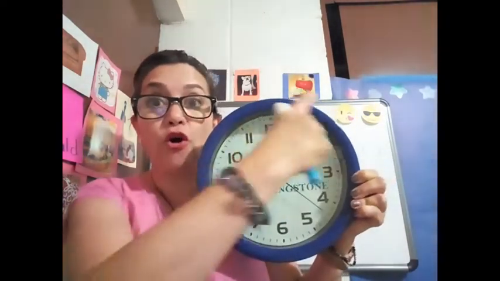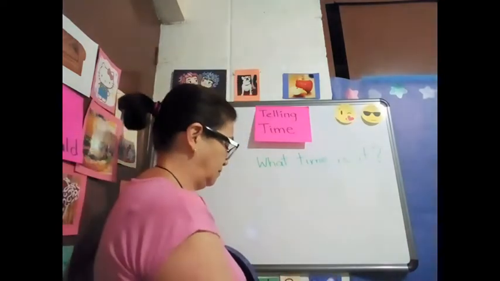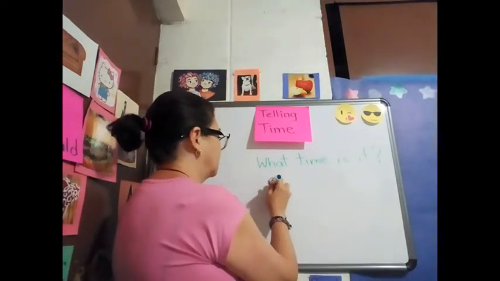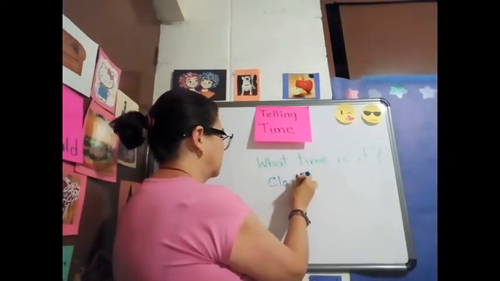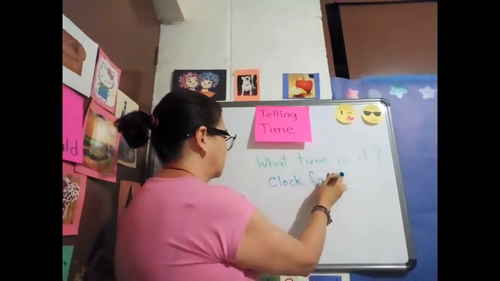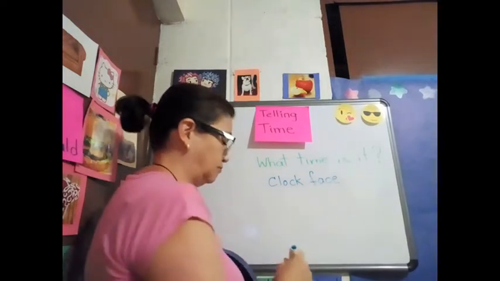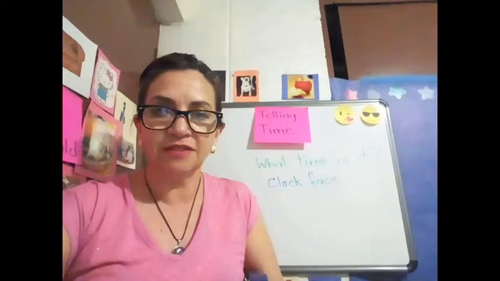The first thing you have to know is the names of the parts of the clock. So first, can you see this white circle with numbers? That is called the clock face. Clock face. Very good. The clock face.